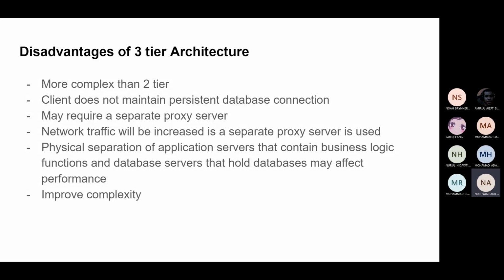The disadvantages of three-tier architecture: it is more complex than two-tier. The client does not maintain a persistent database connection, it may require a separate proxy server, and then the network traffic will be increased if a separate proxy server is used. Physical separation of the application server that contains business logic function and the database server that holds the whole database may affect performance. Increased complexity.